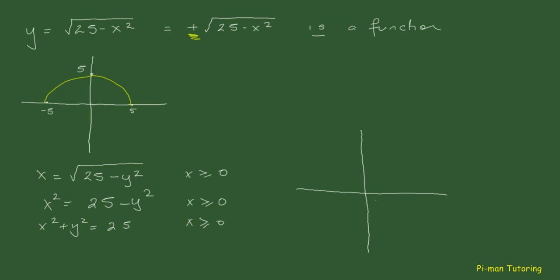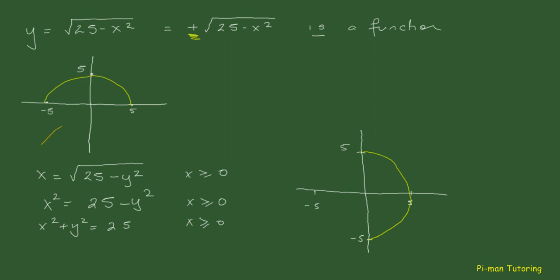So what does that look like? Well, a circle of radius 5, put in those 4 points. A circle of radius 5 with x values greater than 0. So that means I've only got the positive x half of the circle. And this makes sense because if you remember, when we do an inverse function, what we're really doing is reflecting that function in the y equals x axis.